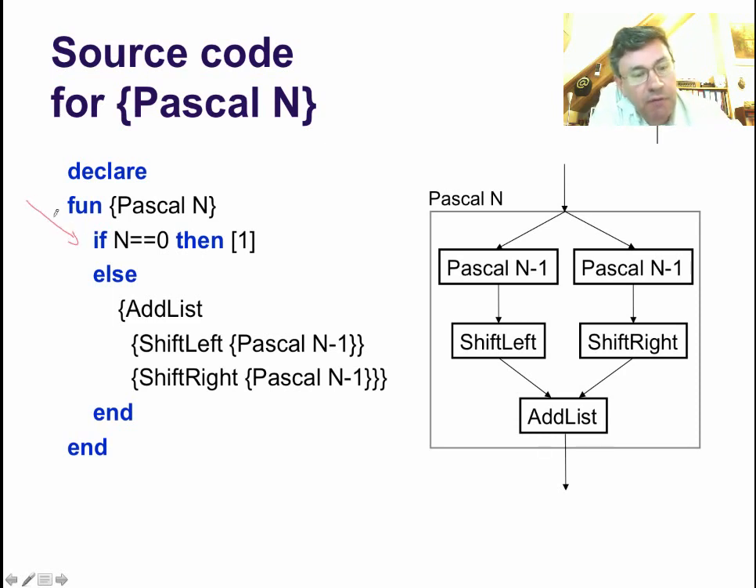It's recursive. If n is 0, then I return the list containing just 1. Otherwise, I call Pascal n minus 1. And each time I call Pascal n minus 1, I give it the shift left. I give it also the shift right. And then I do an add list.